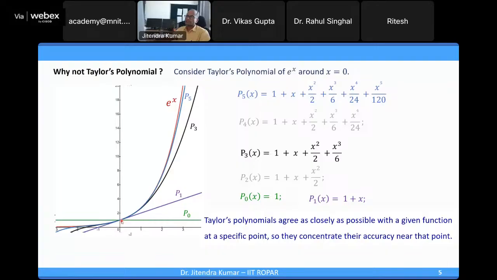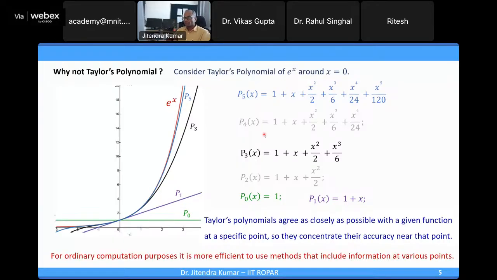So as written here, the Taylor's polynomial agrees as closely as possible with a given function at a specific point. So they concentrate their accuracy near that point. So the accuracy in all the cases, even in P5, if you just see here that around this 0, the accuracy is very good. If you enlarge your interval around 0, then you will see here, for example, around this 3, the accuracy is not so good. Well, you have to go for even higher order if you want to have this larger interval where you are comparing the two functions.